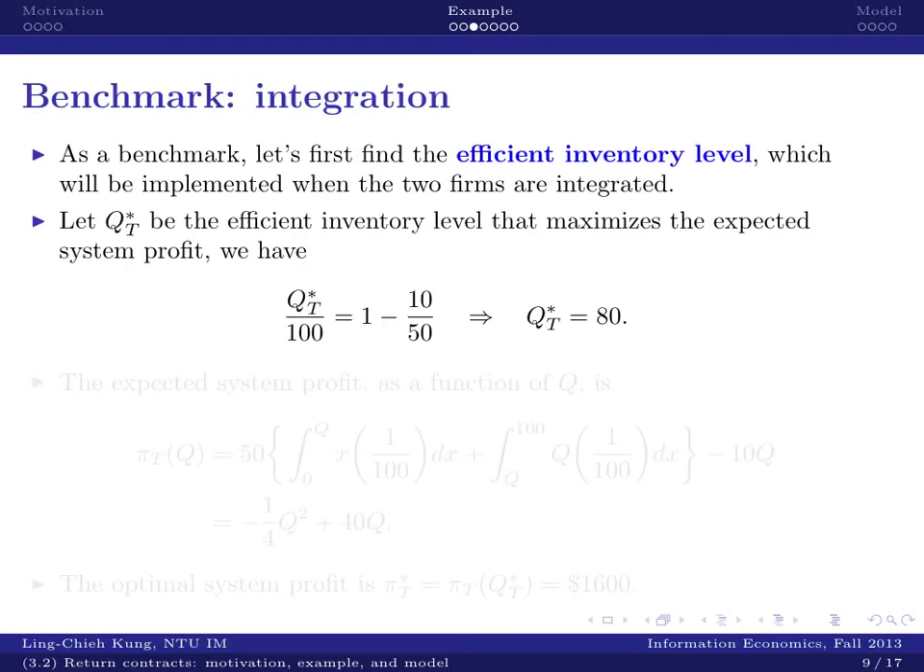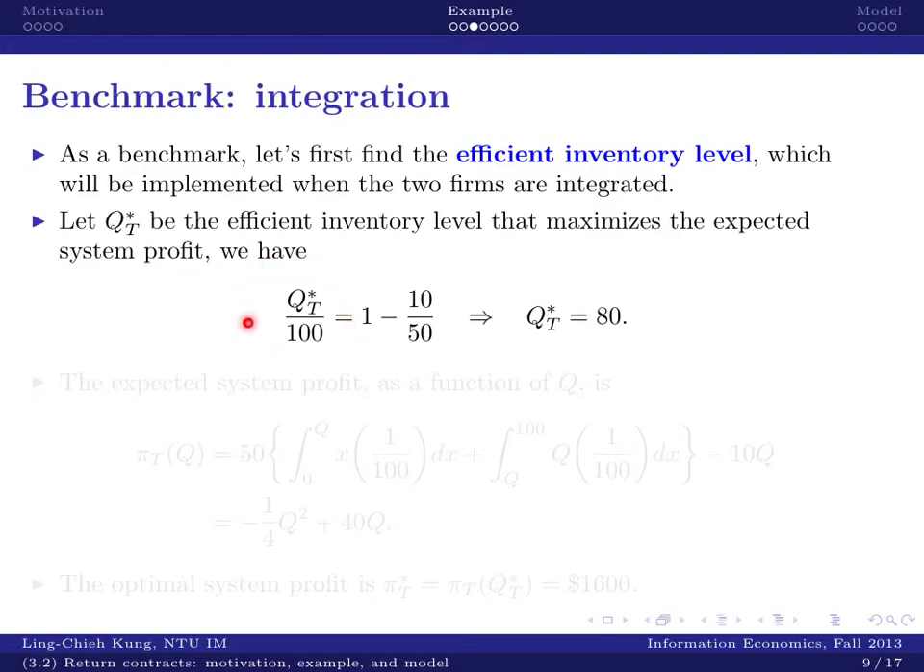As a benchmark, even though we know this is not going to happen, let's first analyze the integrated case to find the efficient inventory level, because that's going to be our benchmark for comparing and for finding the performance of our contracts. So let's assume QT star is the efficient inventory level, T for total profits. If we want to find a QT star to maximize the expected system profit, we have solved this problem in the past. This is nothing but a usual newsvendor problem.